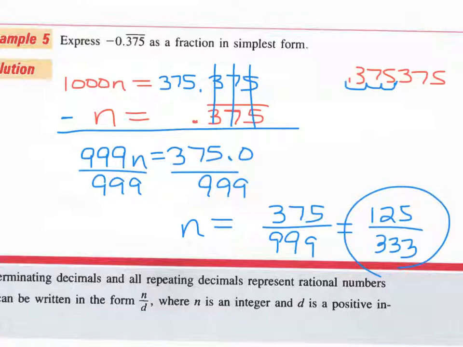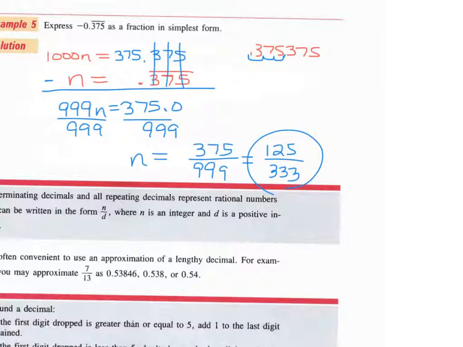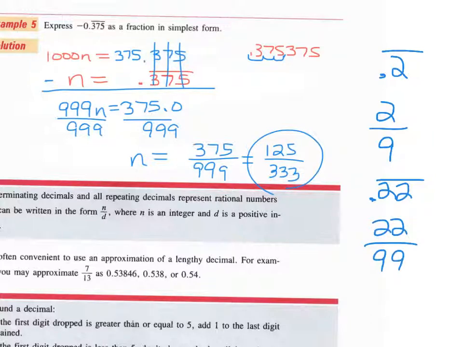So really, a shortcut for this: when all of the digits repeat, your denominator will be a 99 or 999. So for example, if you have 0.2 repeating, instead of going through the whole process, know that this will automatically become 2/9. If you have 0.22 repeating, both of the 2's repeat, this would be 22 over 99. And then you'd have to simplify. And again, this would also simplify to 2/9.